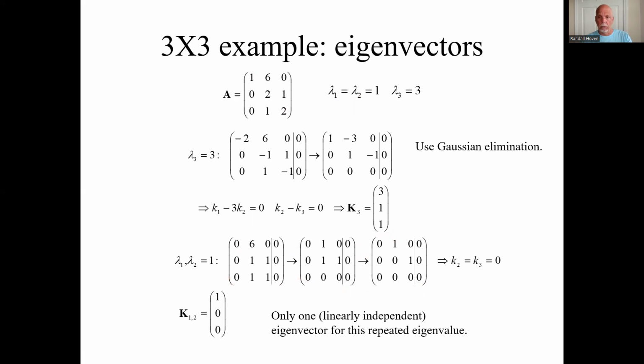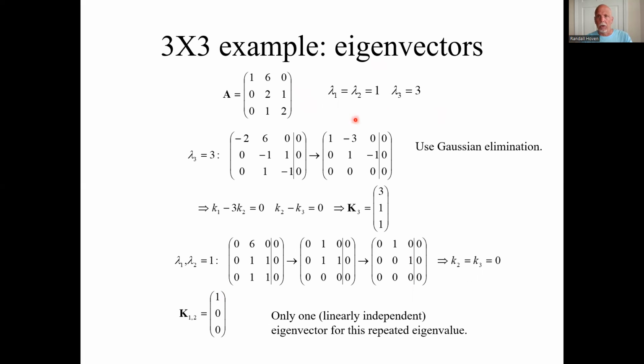This says K2 equals 0. This says K3 equals 0. So I'm left with K1 being free, or just the eigenvector is 1, 0, 0. I only get, and it's only possible to get, one eigenvector for this repeated eigenvalue.